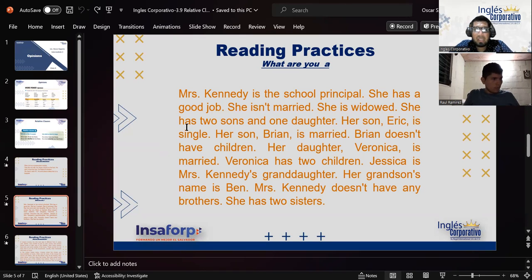So yeah, she has two sons and one daughter. I told you, right? Daughter. It's easier to say daughter than any other way. Her son Eric is single, so simple. Her son Brian is married. Brian doesn't have children. Ahora, aquí, por ejemplo, esto está muy bien así.